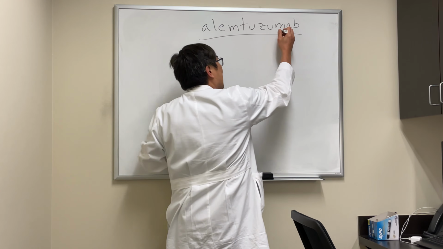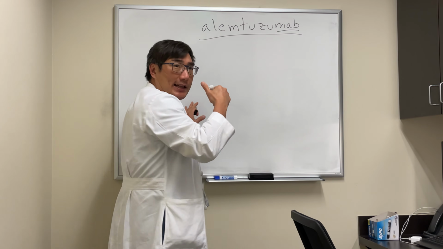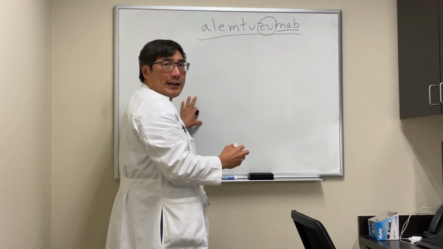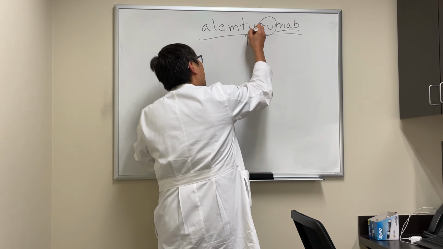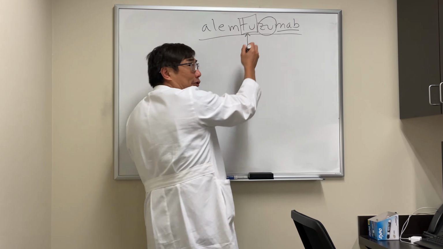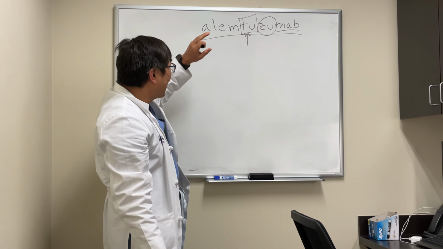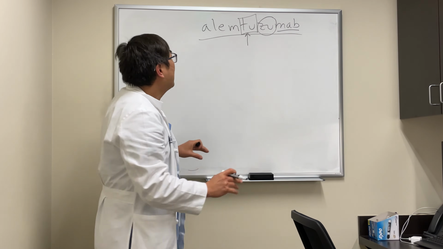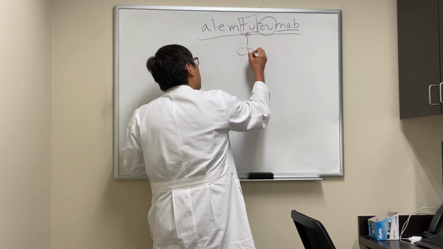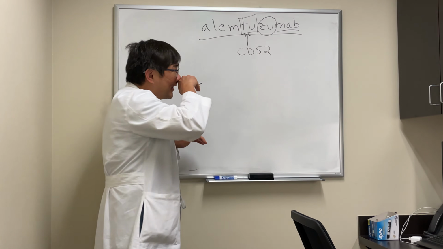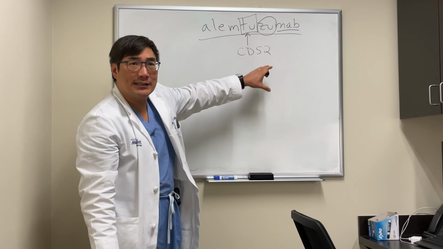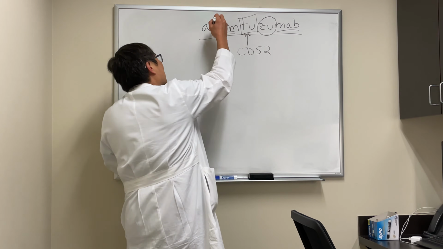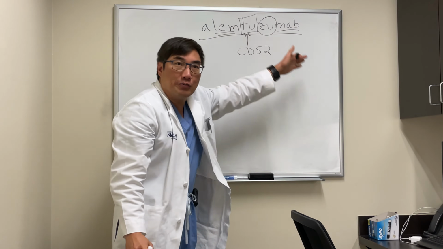So in this case, it is a monoclonal antibody, that's the MAB. It's a humanized monoclonal antibody, that's the ZU, and this was developed against tumor, and that means this is going to have selective activity against certain types of cells based on its function, and the targeting molecule is going to be a cluster designation, in this case 52. And Lemtrada, so it is Alemtuzumab.